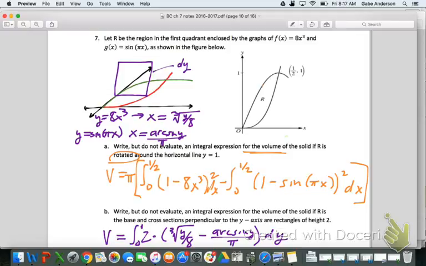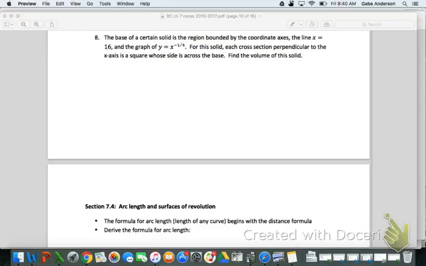Question. What do you think? Go ahead. How can you add a bunch of areas and get a volume? Are we going to have to do the integral from 0 to 16, right?